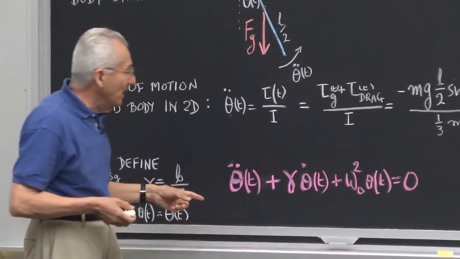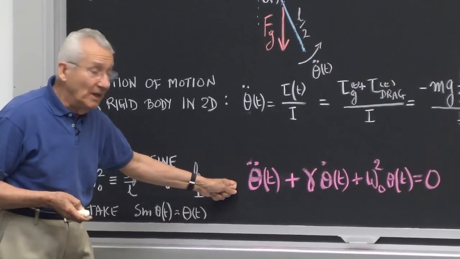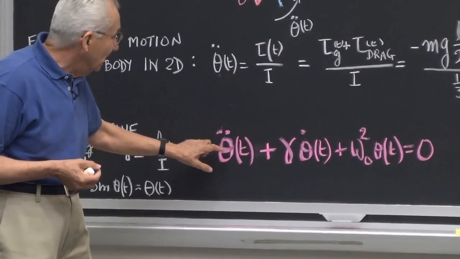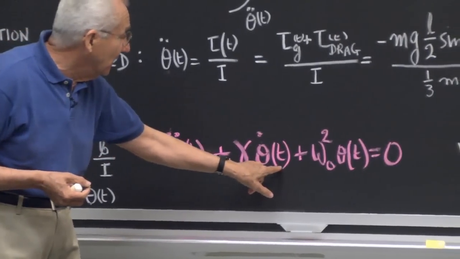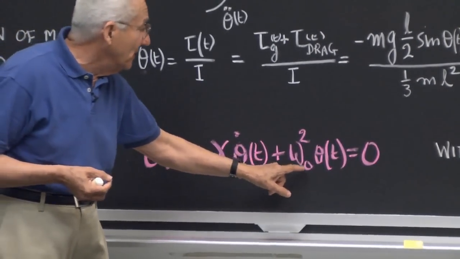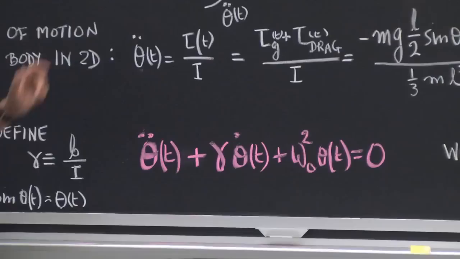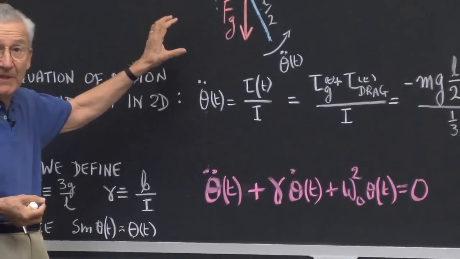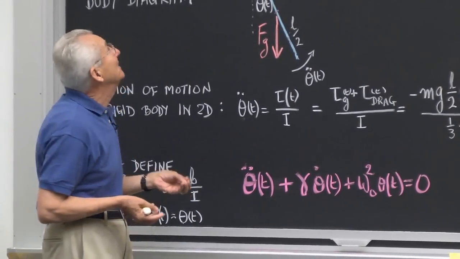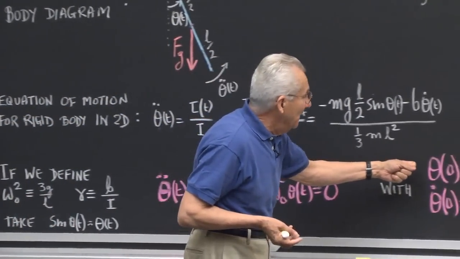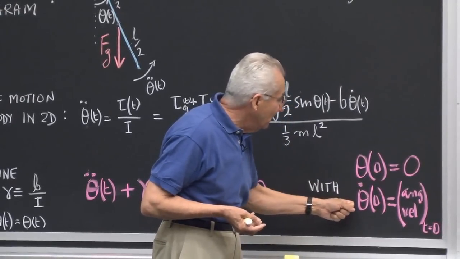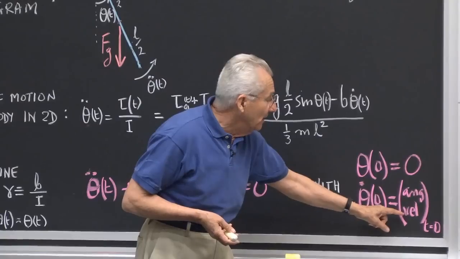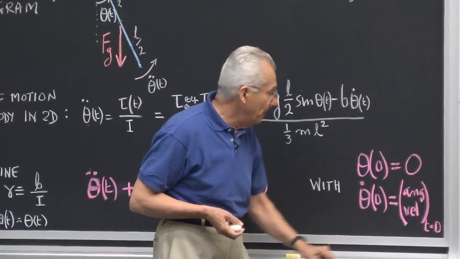If I take these definitions and make this assumption, and play around with the algebra, I will end up with this equation: theta double dot, the second derivative of theta, the angular acceleration, plus gamma times the angular velocity, plus omega 0 squared times the angular position, is equal to 0. This is the equation of motion for this system. And the other thing which we know is that initially theta at 0 is 0, and the initial angular velocity is this number, the angular velocity at t equals 0.